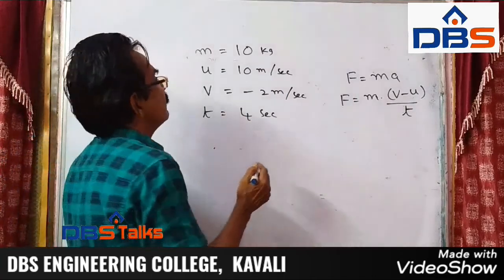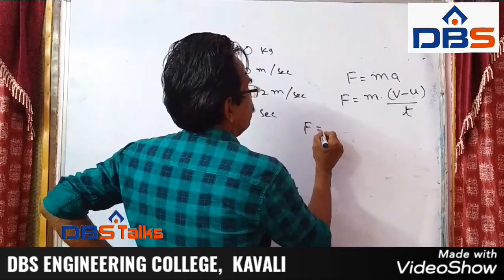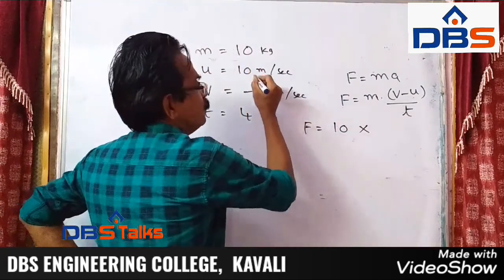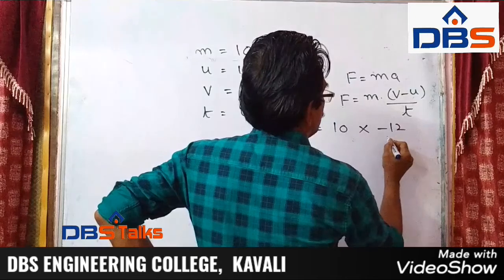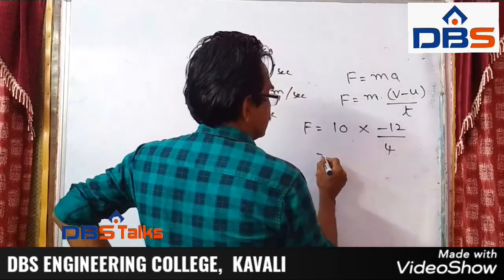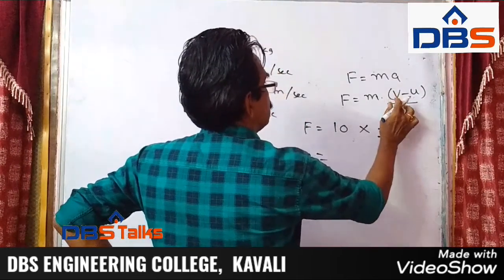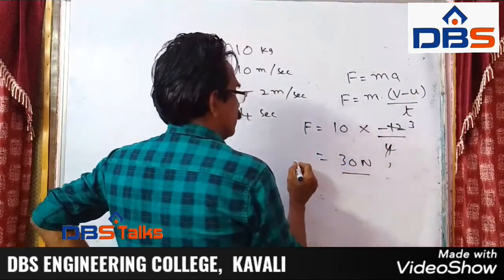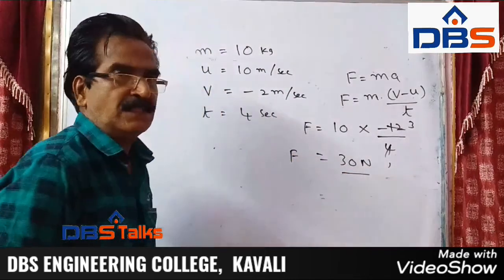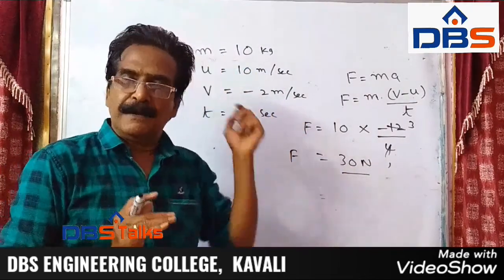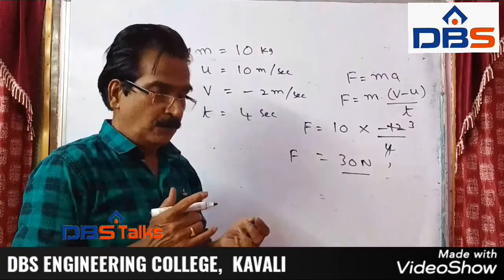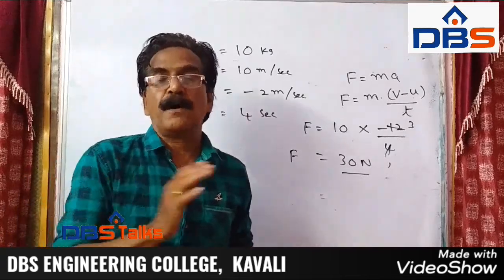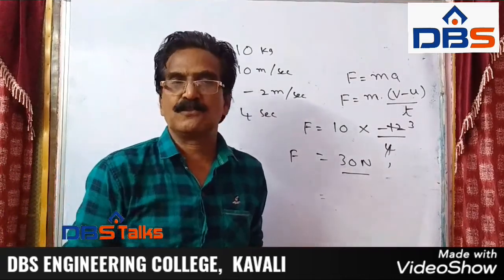Everything is given. So F is equal to m into (V minus U) by T, which is 10 into (minus 2 minus 10) by 4, that is minus 12 by 4 times 10, which is minus 30 newtons. So F is equal to 30 newtons. The force has to be applied to change the speed of 10 meters per second to 2 meters per second in the opposite direction. Okay friends, this is also a simple problem.